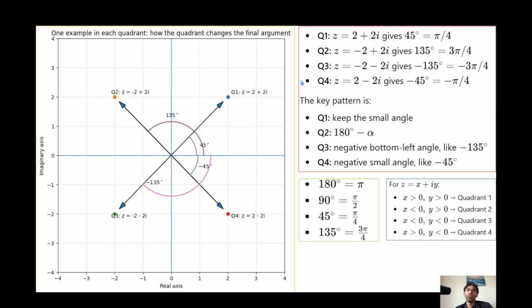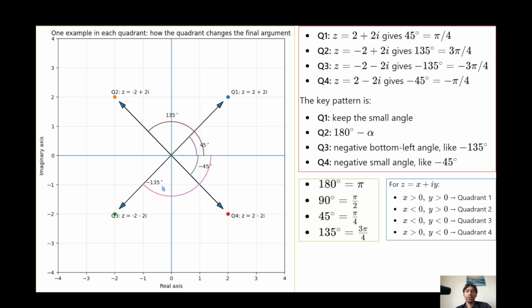Now we're going to look at one example in each quadrant and how the quadrant changes the final argument. For quadrant 1 we have z equals 2 plus 2i. We start on the positive real axis and then the argument becomes 45 degrees when we meet the vector. In quadrant 2 we have z is equal to minus 2 plus 2i. Again we start with the positive real axis, we meet the vector, and we get 135 degrees.